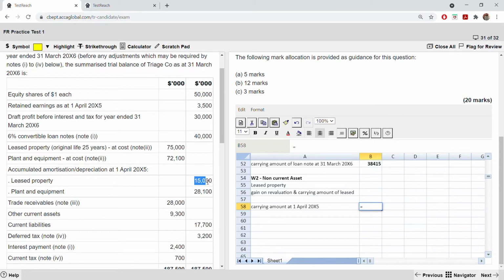Amortization, sorry. So when you're taking the carrying amount, you're deducting the depreciation. So 75,000 minus 15,000, equal to 60,000. The minute they go here, they will be able to see the working here. Next, amortization to date of revaluation. Until the date of revaluation, what is the amortization?